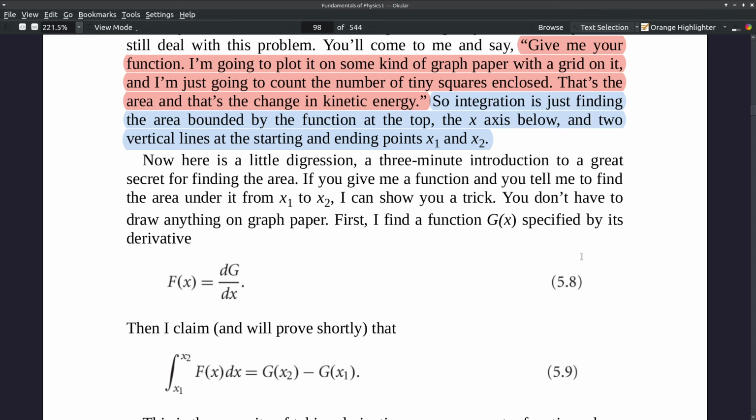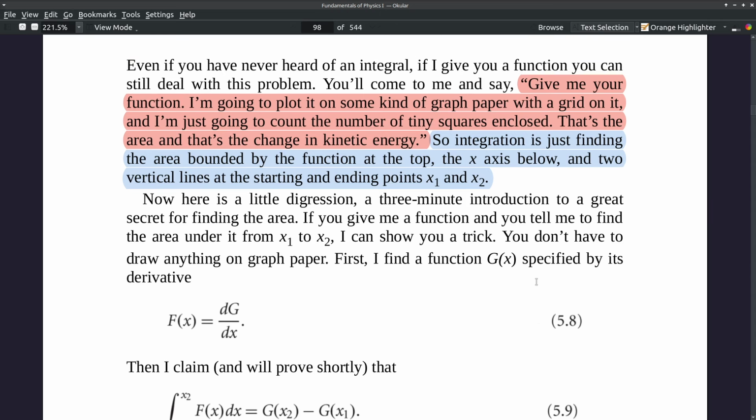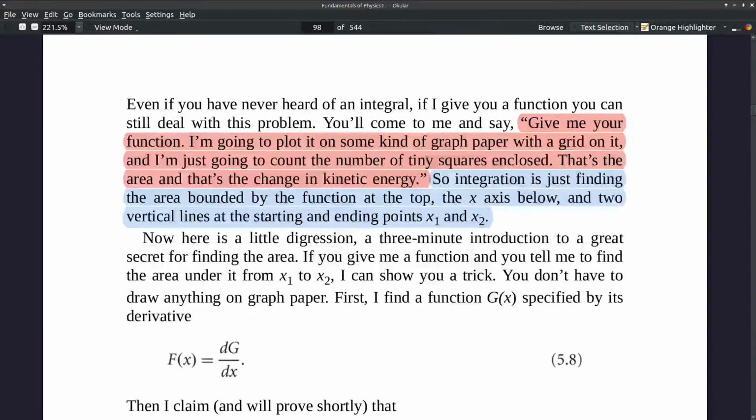He's talking about finer and finer vertical slices of the area itself, that you're calculating as y moves from x point to x point. I scrolled up here to highlight that, since we're talking about integrals. He said here, you'll come to me and say, give me your function. I'm just going to plot it on some kind of graph paper with a grid on it, and I'm just going to count the number of tiny squares enclosed. That's the area, and that's the change in kinetic energy.